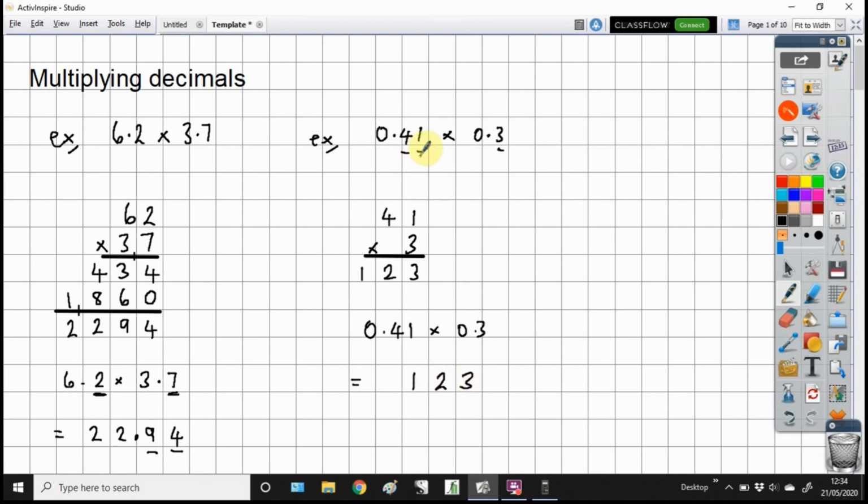But we know that there has to be 3 digits after the decimal point in the answer. So counting from the right, there's one of them, there's another one, there's another one. The decimal point is going to have to go there. Put a 0 on the front as a space filler, and we have an answer of 0.123.